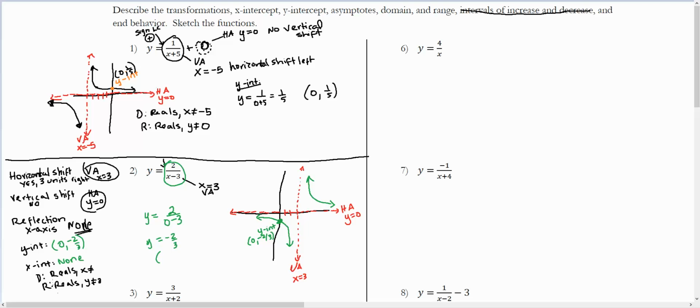The domain, x can be any value, but what's the one value that x can't be, right? The function doesn't exist when x equals 3. So x can't be 3. In the range, it's all reals, but y can't be 0. That's a 0. Believe it or not, it is.